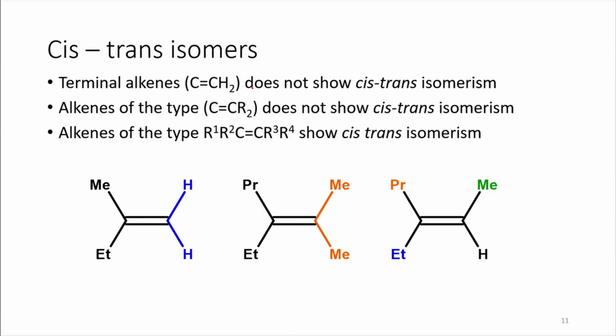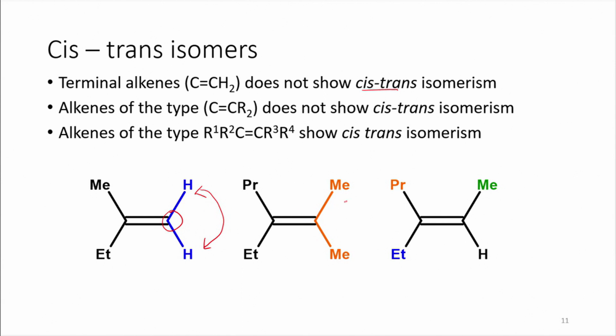Let us look at cis trans isomers across double bonds. In the case of terminal alkenes, when two atoms are similar, two hydrogen atoms are present, we do not have any cis trans isomerism. Why? Because we have already seen, for showing cis trans isomerism, the different groups should be on the adjacent carbon atoms. So, here we have the same group on the same carbon atom. That means these kinds of compounds do not show cis trans isomerism.